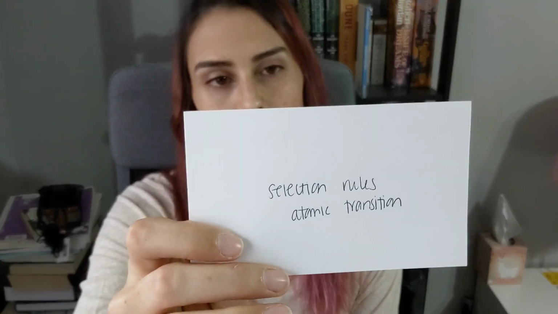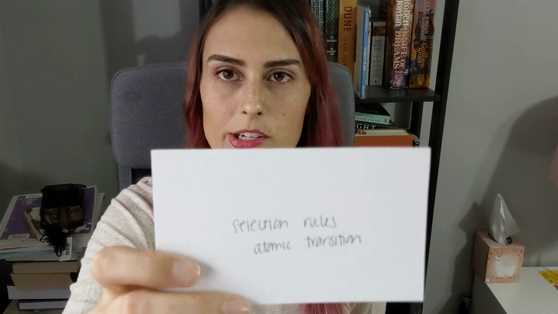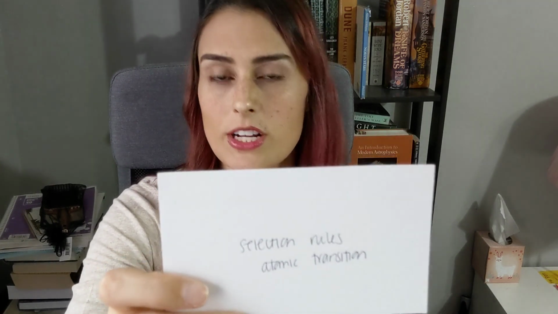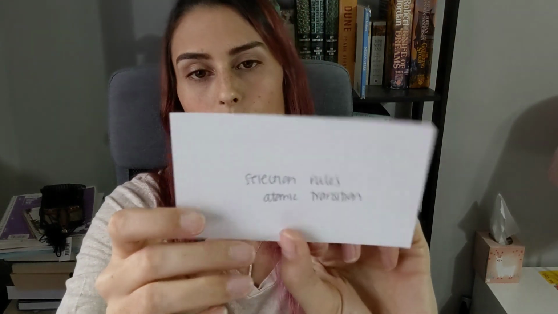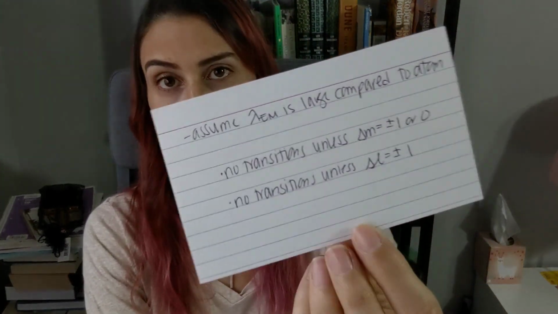The selection rules for atomic transitions. This requires you to assume that the electromagnetic wavelength is large compared to the atom, and in that case, there will be no transitions unless delta m is equal to plus or minus 1 or 0, and delta l is equal to plus or minus 1.